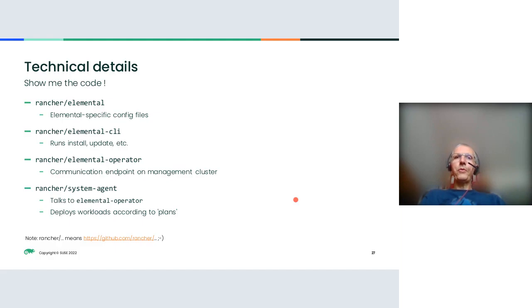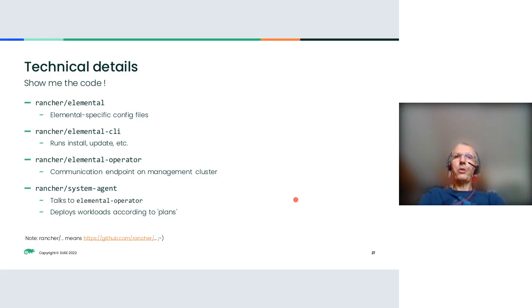And I will take a brief look under the hood now, because this is a technical conference. So first of all, of course, show me the code. We currently have four main GitHub repositories. If you see rancher/ here, that means it is on GitHub under the Rancher org. That is Elemental: the config files, scripts and YAML that are needed to instruct Dracut and GRUB and so on to behave correctly.